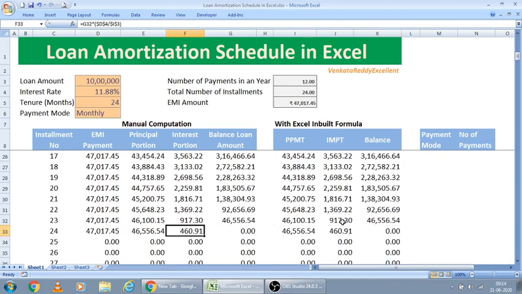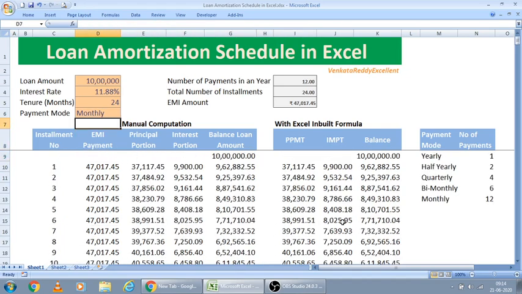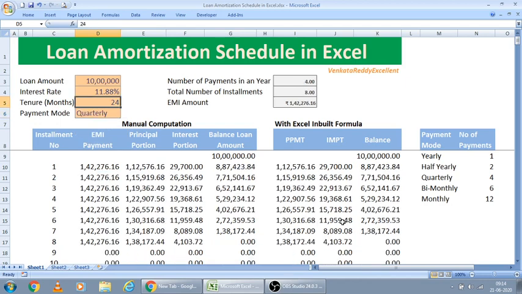Why did I build a manual computation here? You might have a doubt about it. Let me explain why I have created one more computation in parallel using a manual method. I'll just show one example here. If you are paying quarterly and you get the installments as an exact round figure, there won't be any issue. Both manual and Excel inbuilt formula will show the same numbers.